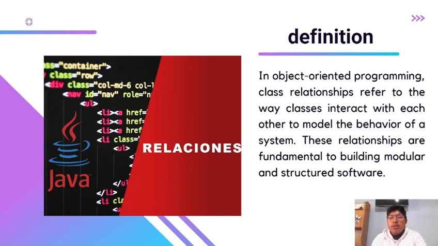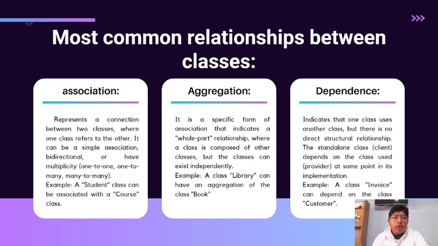Definition: in object-oriented programming, class relationships refer to the way classes interact with each other to model the behavior of a system. These relationships are fundamental to building modular and structured software. Most common relationships between classes. Association represents a connection between two classes where one class refers to the other.